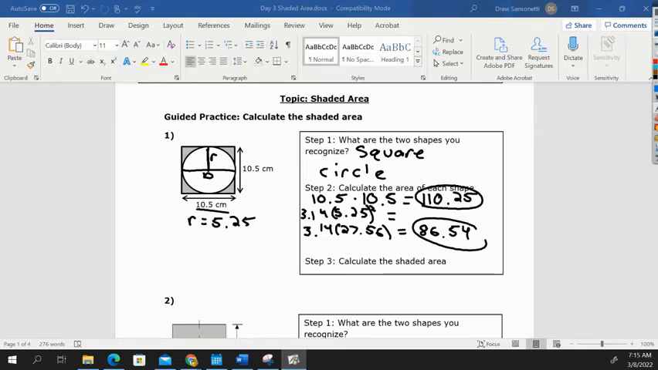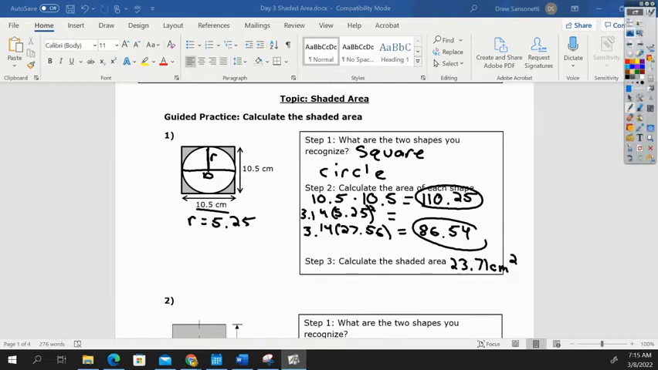We'll normally go ahead, we'll find the area of everything, and then depending on the problem, we'll take out the pieces. When I ended up subtracting, I got my final answer. I'm going to write it right here, 23.71, and we're going to say centimeters squared because this was area. And that would be our final answer. So we're going to do this every time.